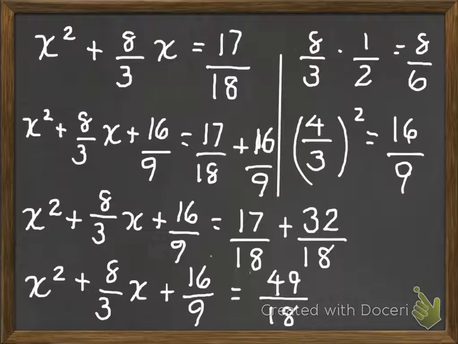Now I take that 16 over 9, and I add it to both sides of my equation here, that you see here. So in the second line, you see that I've added 16 over 9 to both sides of the equation. Then on the right side, I combine those two constant terms by multiplying 16 over 9 by 2 over 2, and I get 32 over 18. And then on the last line, 17 plus 32 is 49 over 18.